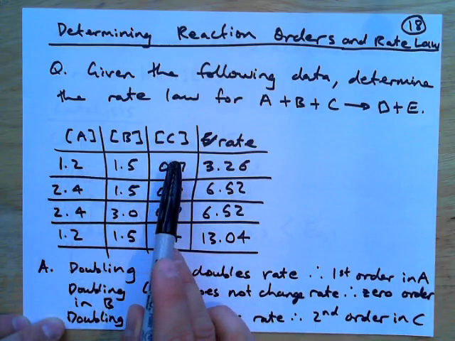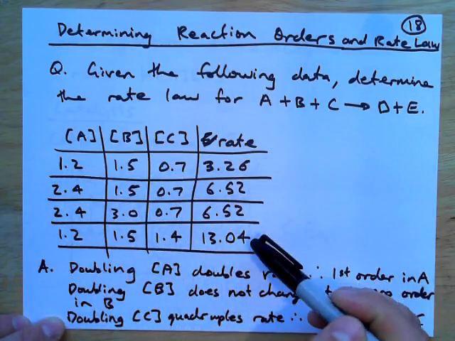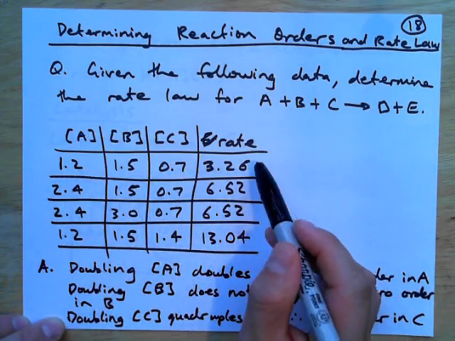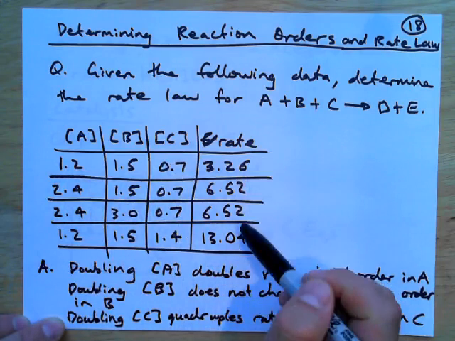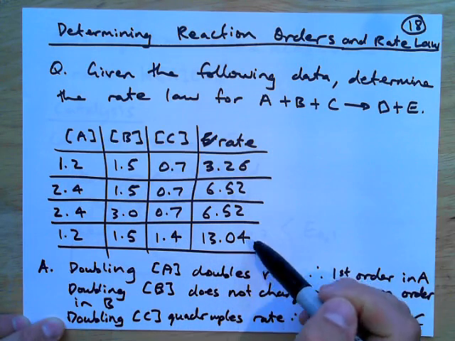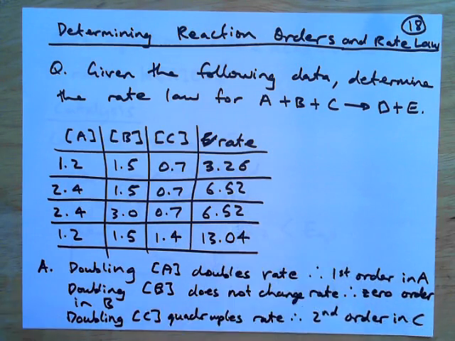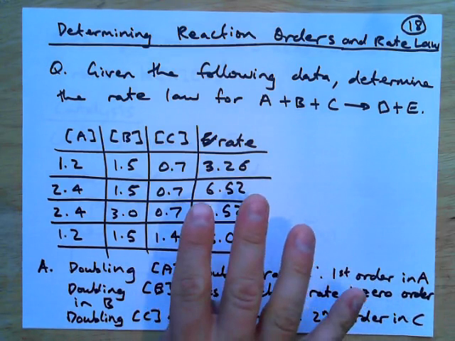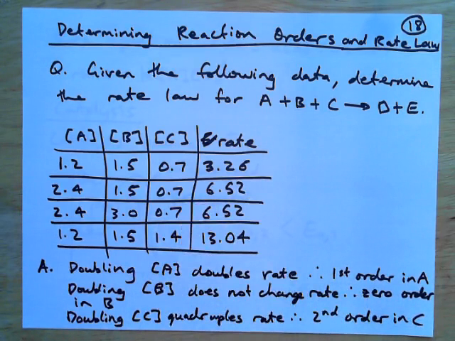I've got to look at the effect of doubling C on the rate, and I can see that this is actually quadrupled. When I go from here to here, there's a multiplying factor of 4. So doubling the concentration changes the rate by a factor of 4. So that would be 2 squared. Doubling the concentration quadruples the rate, meaning that it must be a power of 2 that has caused that.